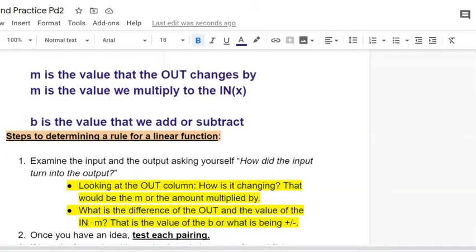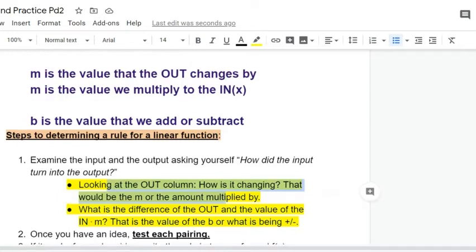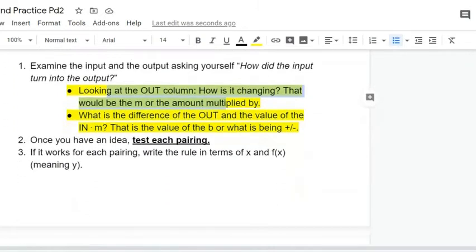Steps to determine a rule for a linear function. So we first want to look at the input and ask, how did the input change into the output? This is what I just referred to up here. Looking at the out column, how is it changing? That would be the m, or the amount we multiply by. And what is the difference of the out and the value of the in times the m? And that is the value of b, which is adding or subtracting.